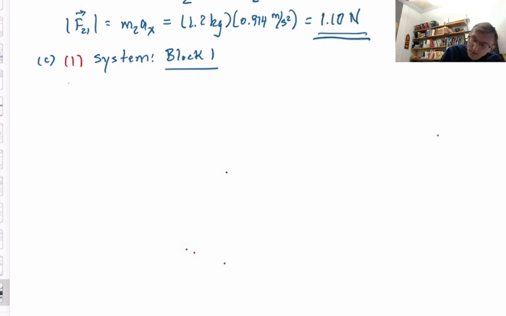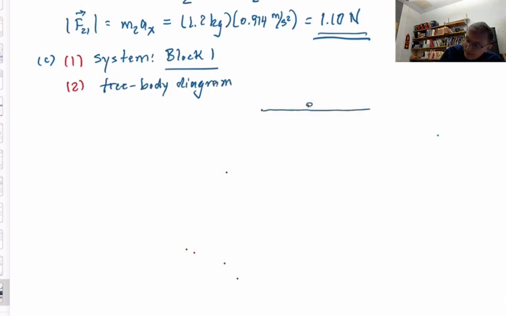Step 2, draw a complete free body diagram for the system. So let's do that. Let's do it over here. There's the surface. There's the dot. The dot now represents block 1. Okay? Again, I think you should pause the video and try your hand at it yourself. Draw the free body diagram for block 1.